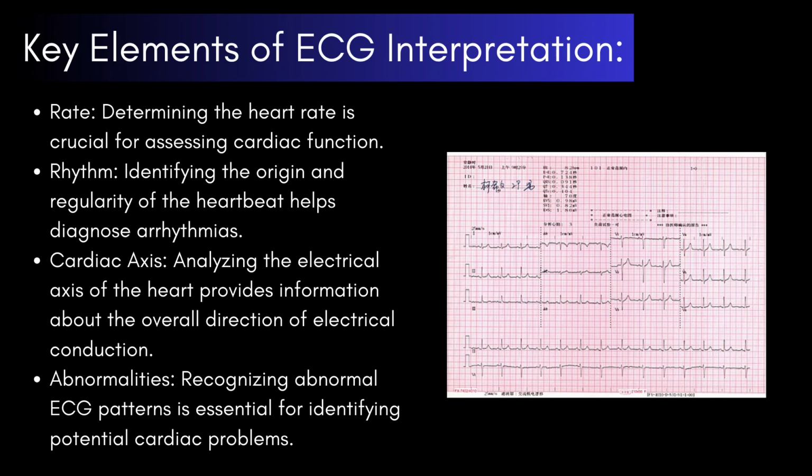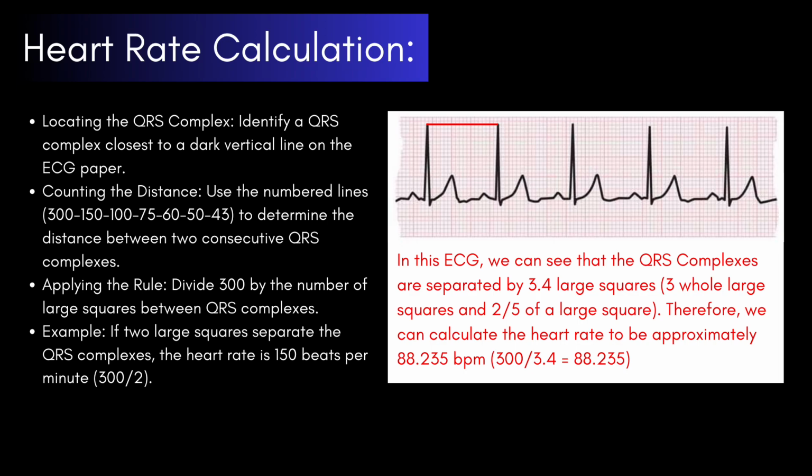All right, moving on. Let's take a look at heart rate calculation. Locating the QRS complex. Identify a QRS complex closest to a dark vertical line on the ECG paper. Counting the distance. Use the numbered lines 300, 150, 100, 75, 60, 50, 43 to determine the distance between two consecutive QRS complexes. Applying the rule, divide 300 by the number of large squares between QRS complexes.